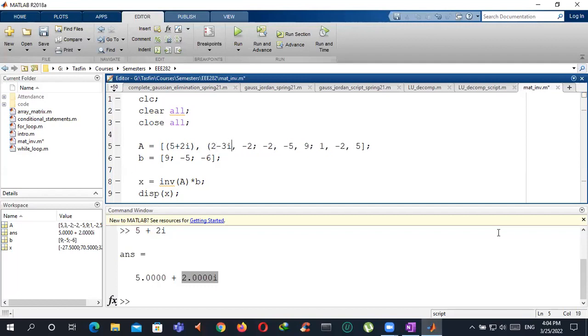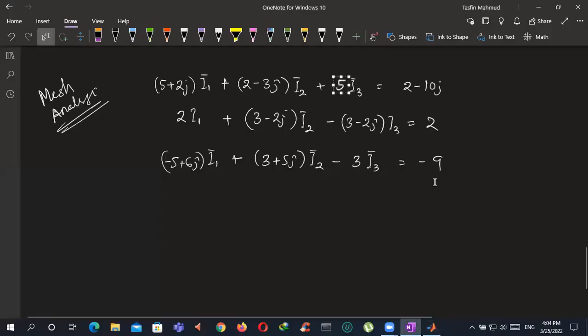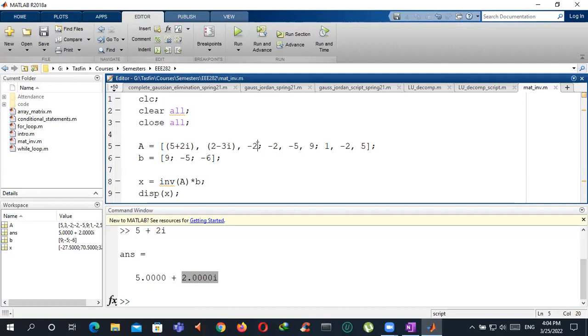2 minus 3I, and the third coefficient is 5, right? This is 5, and the constant is 2 minus 10j. So it would be 5, and the constant is 2 minus 10.